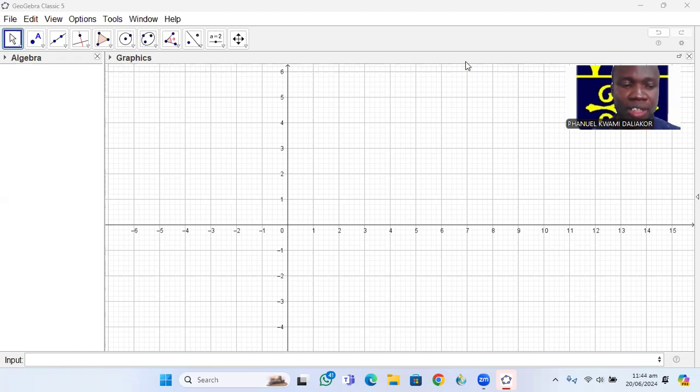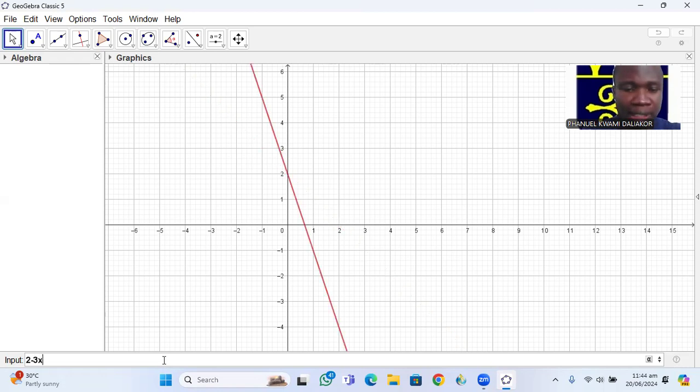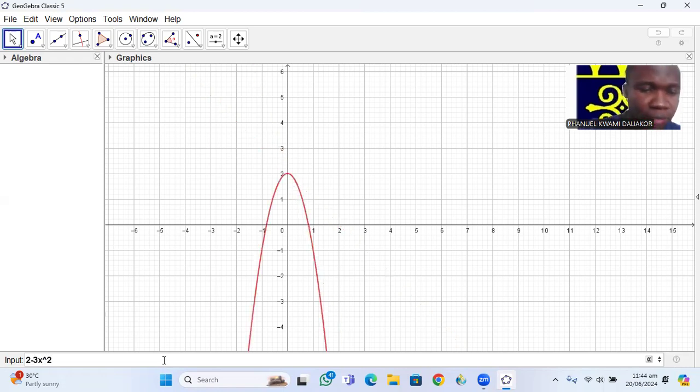So first I'll start with my function. I'll go to the input field. Enter my function. My function is 2 minus 3x squared. That's my function.